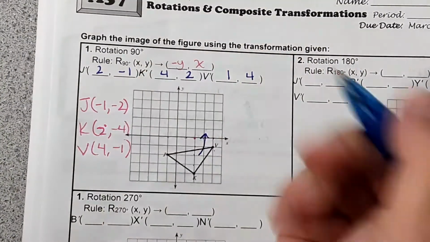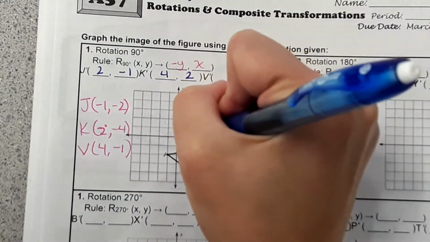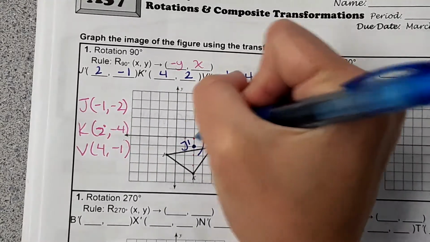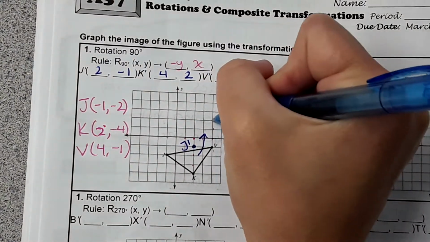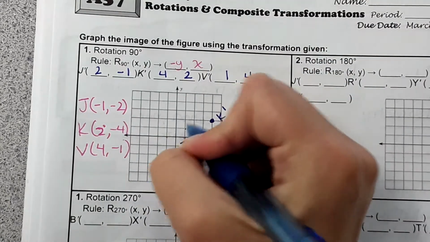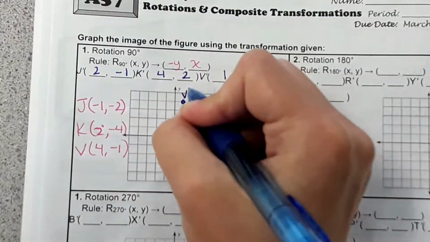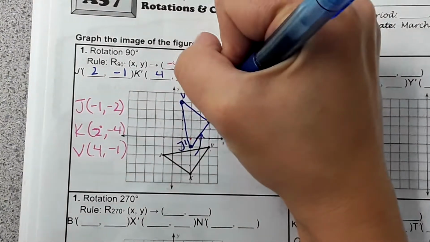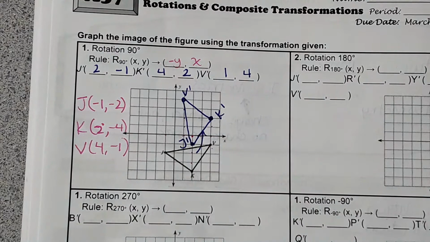Okay, so now I'm going to plot my points. J prime, and 1, 2, 3, V prime. And there's your new shape.